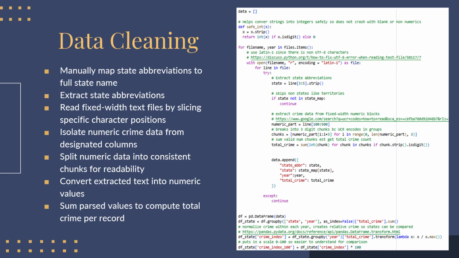For cleaning this data, we manually mapped the state abbreviations to the state full name, then extracted these state abbreviations. We then read the fixed width text files by slicing specific character positions, isolating numeric crime data from the designated columns, and then we split this data into consistent chunks for readability. We then converted these into integers and then summed the parsed values to compute total crime per record.